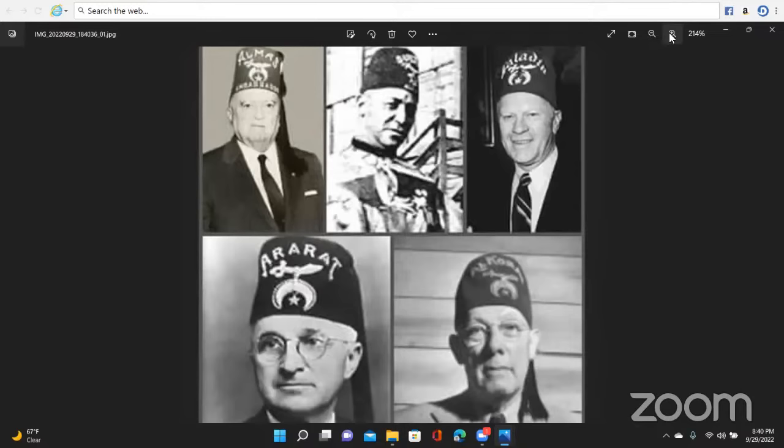That's Gerald Ford at the top right. C. Kirkman Bay, top center. That's J. Edgar Hoover, top left. I think that's Eisenhower on the bottom left. And that's an actor. I forgot his name. But they all, that's all from the ancient. I know these are history with presidents. Sure. This is all the Ancient Arabic Order of the Nobles of the Mystic Shrine. Right? That's what that's all about. Okay, go on to the next picture.